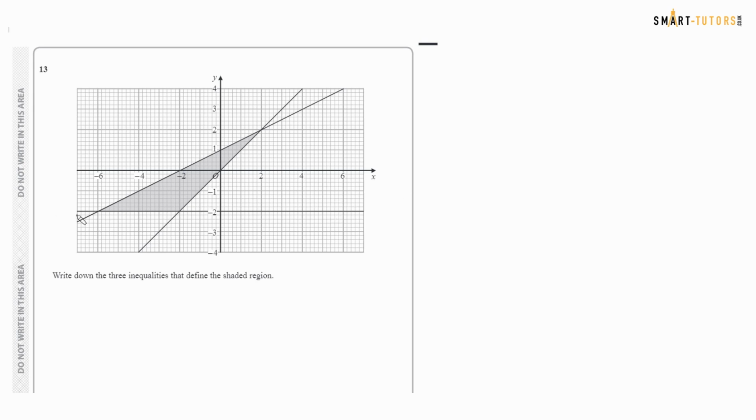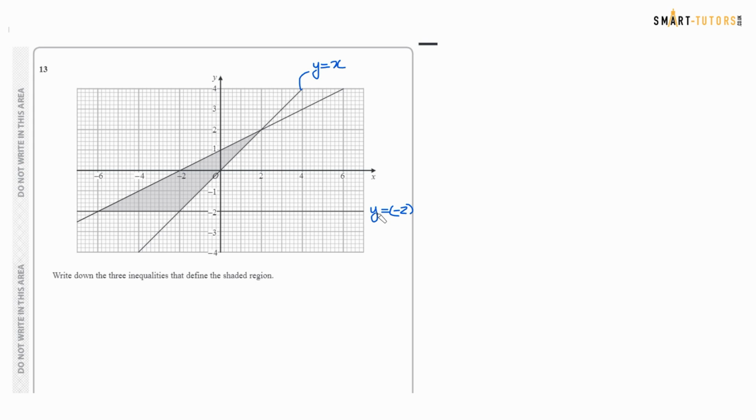So horizontal line to start with. The horizontal line is going through -2, so this has to be the y equal -2 line. And now the next line is going through the origin, and the x coordinate is 2 and the y coordinate is 2. So the x coordinate and the y coordinate are the same. So this line has to be the equation y equal x, because x and y are the same.